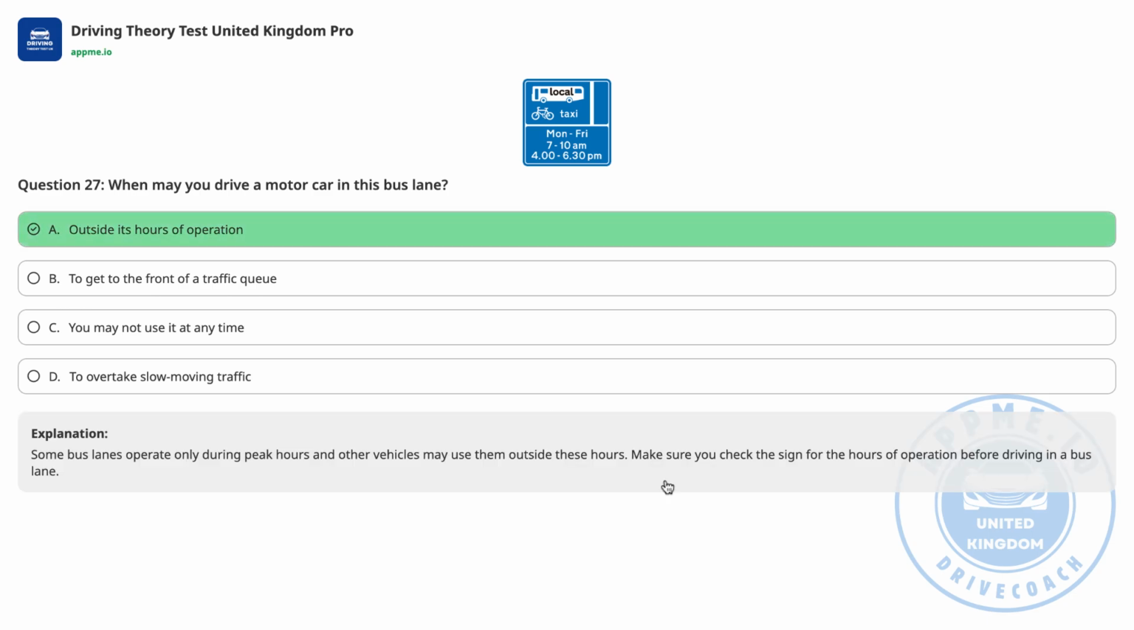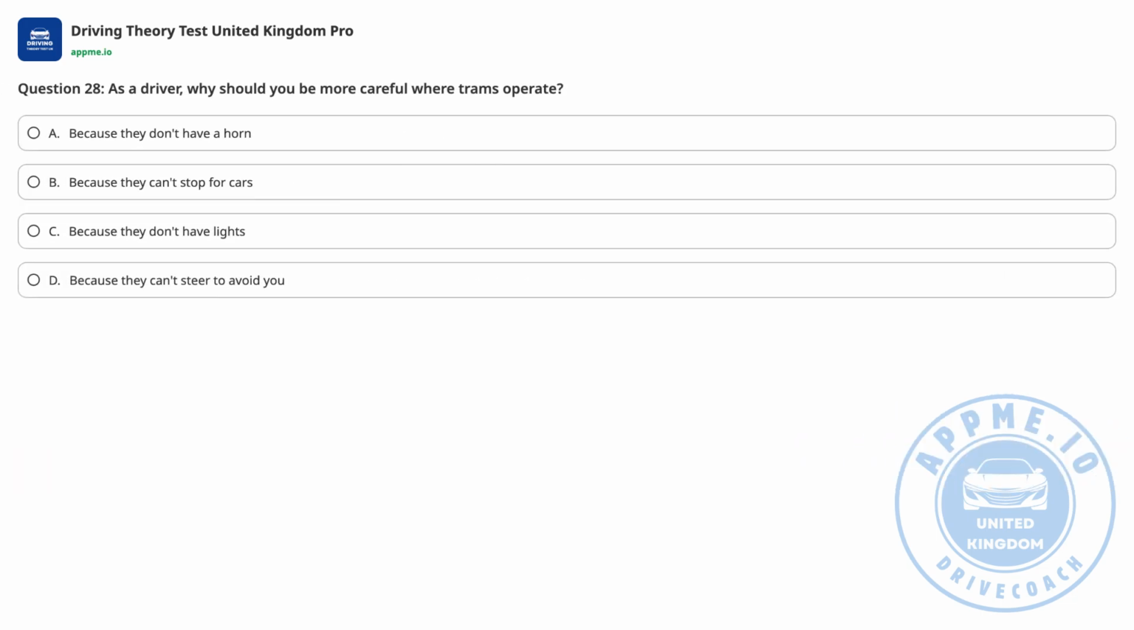The correct answer is A. Question 28. As a driver, why should you be more careful where trams operate? A. Because they don't have a horn. B. Because they can't stop for cars. C. Because they don't have lights. D. Because they can't steer to avoid you.